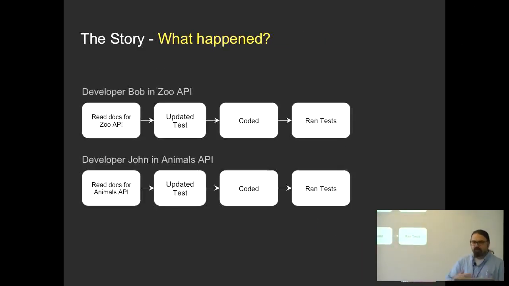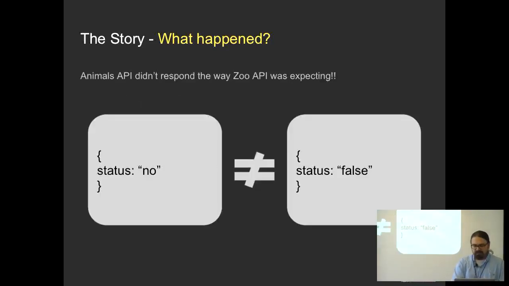So let's go over a little bit what happened. I said each API developer would be concentrating on their API. So like Bob from Zoo API would actually just concentrate on the Zoo API. He would only update his own tests, he would update his own code, and he would run the tests for his API. And same thing with John. He worked on the animals API. He only read the documents for the animals API, and he ran the tests for that and coded for that and whatnot.